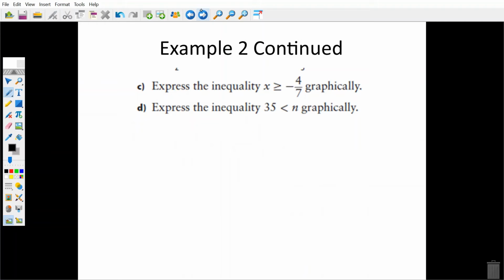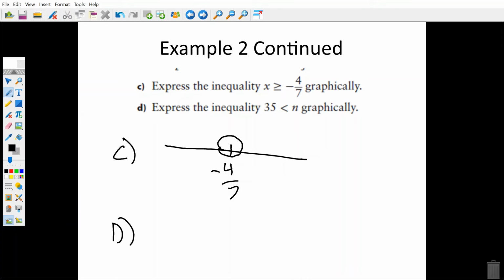Here it wants you to express these two inequalities graphically, okay? C and D. If I'm making a number line, again, it doesn't have to be complicated. Negative 4 over 7 is right here. This says x is greater than or equal to, so I'm going to color in my circle because it's greater than or equal to. And because it's greater than, it is to the right, so I'm going to color in to the right, and I'm done, okay? The number lines don't have to be any more complicated than that.